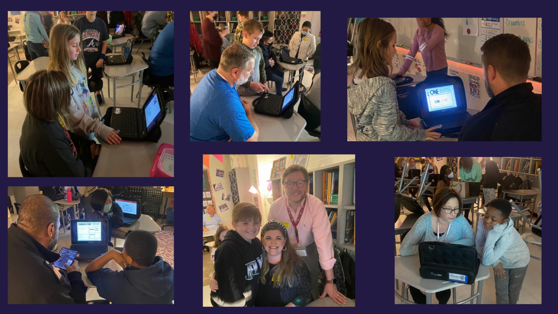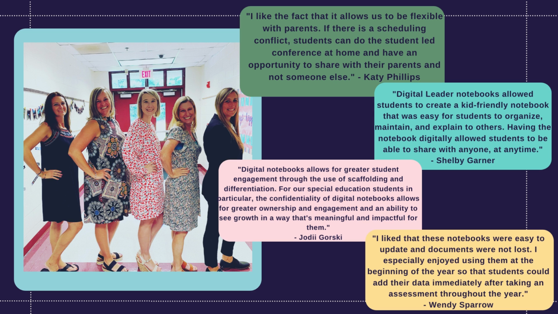The results came out wonderfully. Students' creations far exceeded our expectation, and the quality of their work was substantially better than the paper made versions. Here, you can see examples of students showcasing their portfolios to their parents during the student led conference.